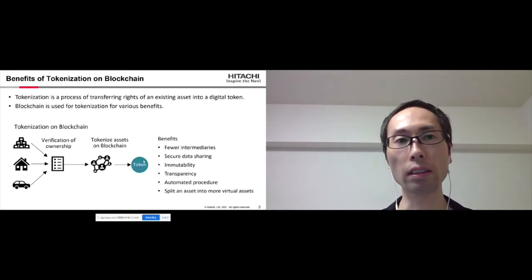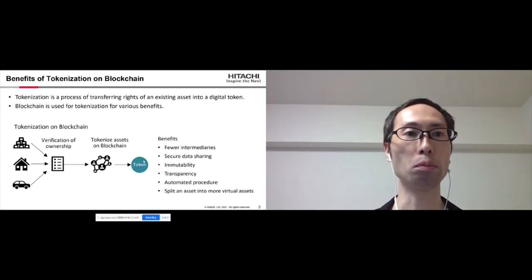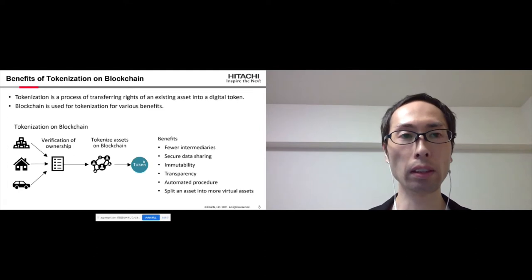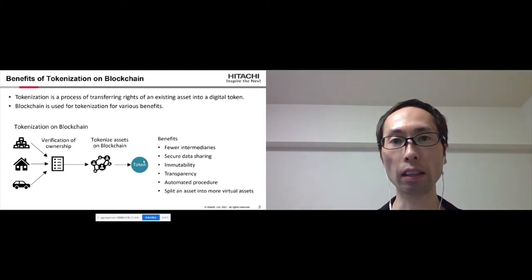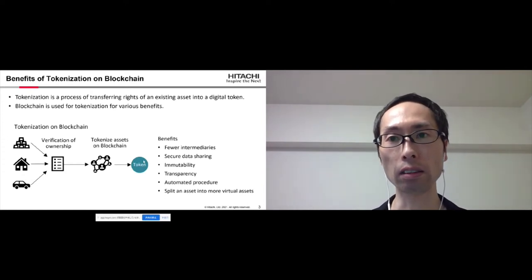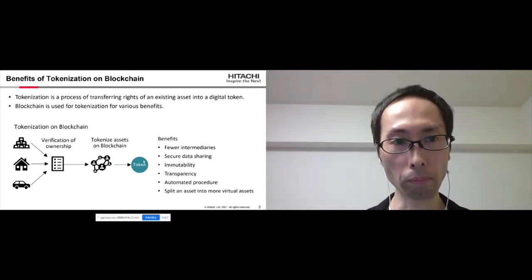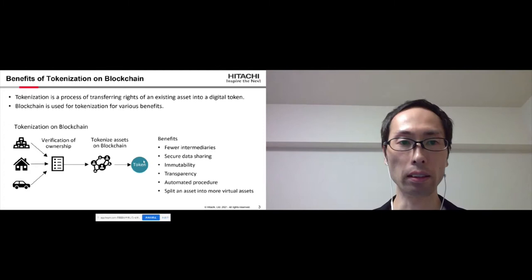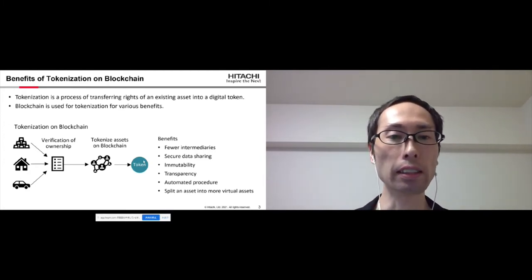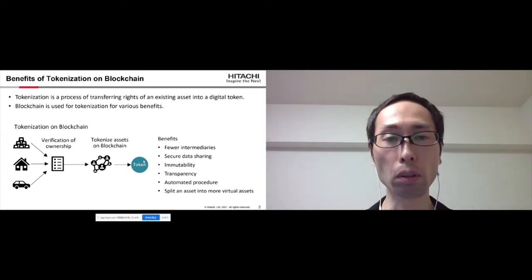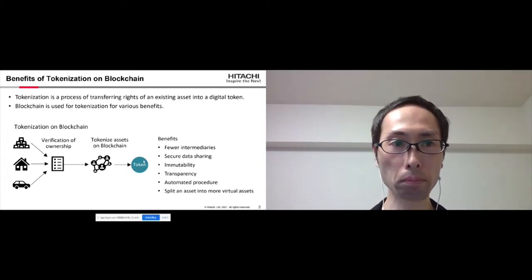So token is created by tokenization. A tokenization means the process of transferring rights of an existing asset into a digital token. When an owner shows a verification of ownership, the asset is converted into token on blockchain network.